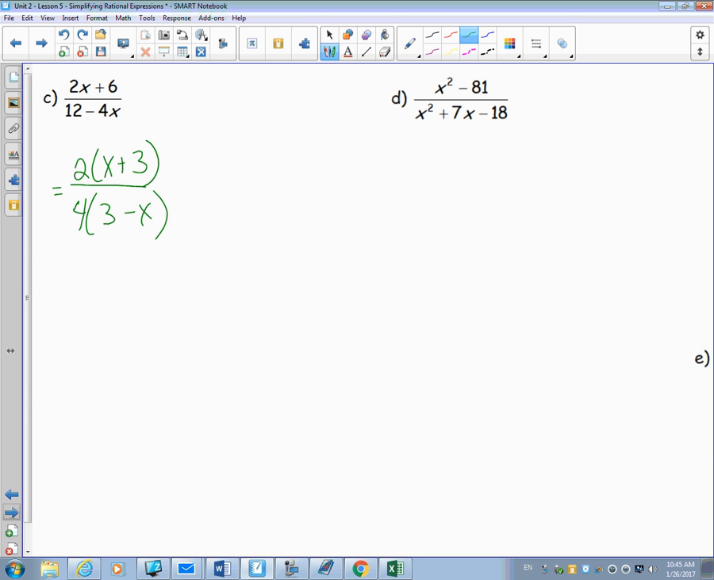The 2 and the 4 could definitely cancel, right? They're both divisible by 2. So I end up with an x plus 3 over a 2 and a 3 minus x. Okay, I'm going to cancel this with this.